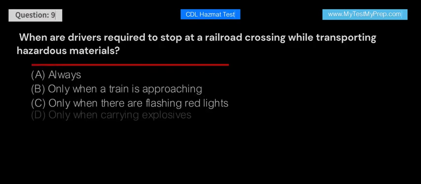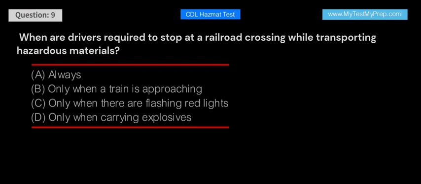Answer: A. Class 6.1 includes materials that pose a health hazard upon inhalation or contact with skin. Class 5.1 includes oxidizing substances, Class 8 includes corrosive materials, and Class 9 includes miscellaneous dangerous goods. When are drivers required to stop at a railroad crossing while transporting hazardous materials? A. Always. B. Only when a train is approaching. C. Only when there are flashing red lights. D. Only when carrying explosives.